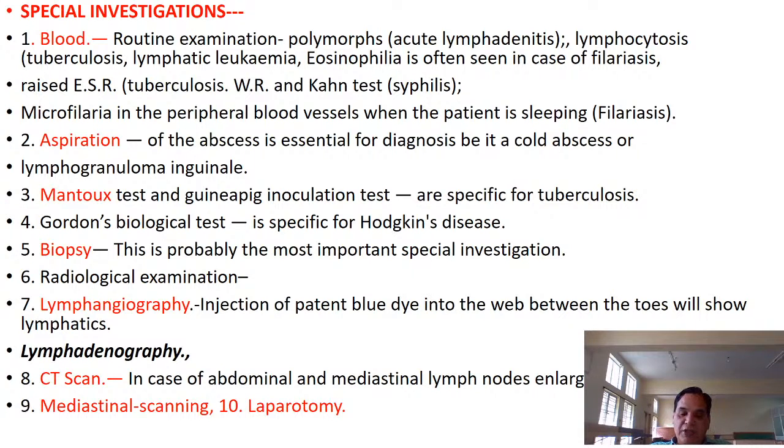There can be mediastinal staining, and diagnostic laparotomy was done in the past, mainly in case of Hodgkin's disease, to know whether the disease was above the diaphragm or below the diaphragm. These are the staging of Hodgkin's disease. Now that staging laparotomy is not done, as CT or MRI is a non-invasive investigation which tells what stage of Hodgkin's disease we are presented with. So these are the investigations.